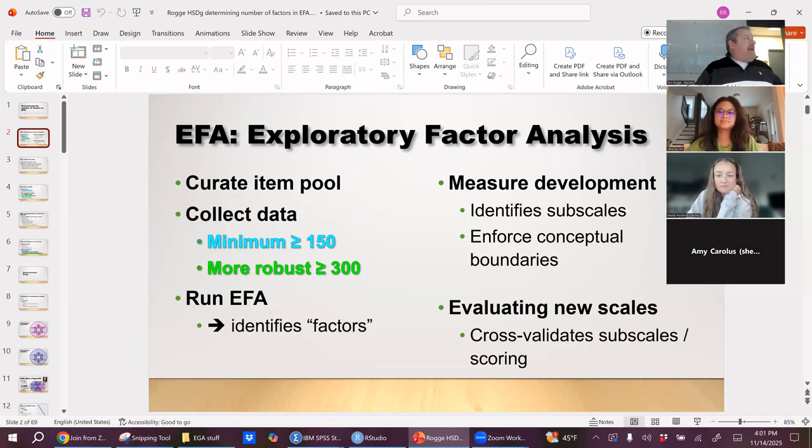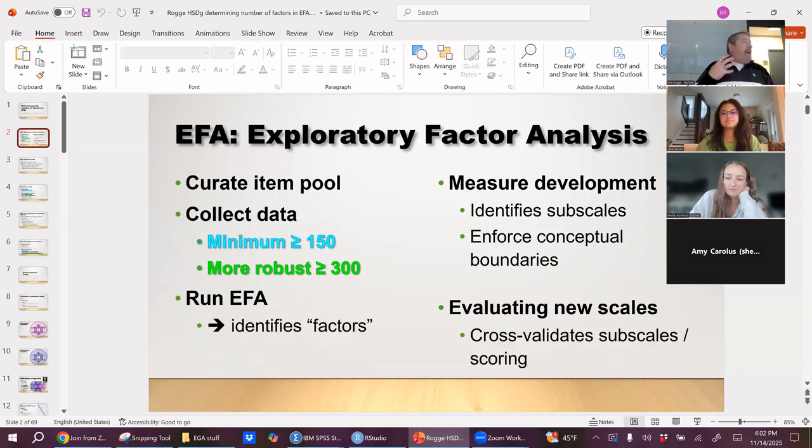But as a tiny bit of background, with EFA, the idea is you might be doing it on a scale that you're using for the first time, but if you're making a scale, you curate an item pool, collect data on that item pool. If you're going to do EFA, the simulation study suggests it starts to stabilize around 150 people. It gets a lot more stable around 300, basically because you're dividing up the correlation matrix, and the correlations get a lot more stable with more subjects.